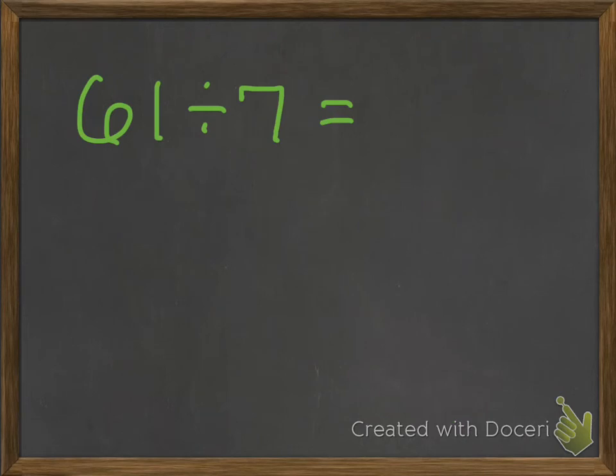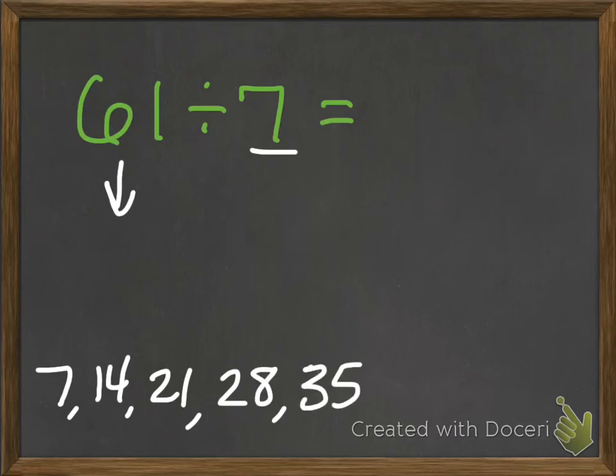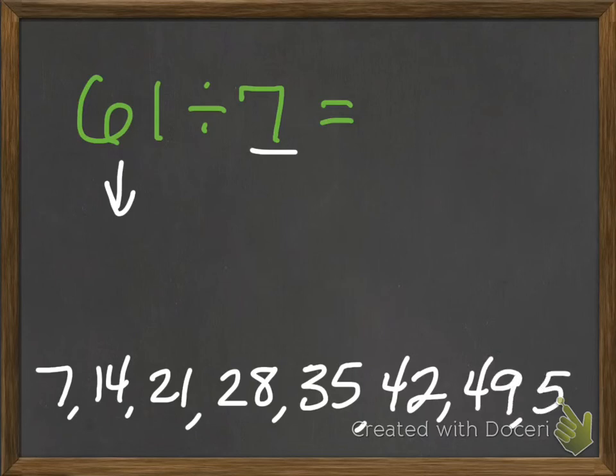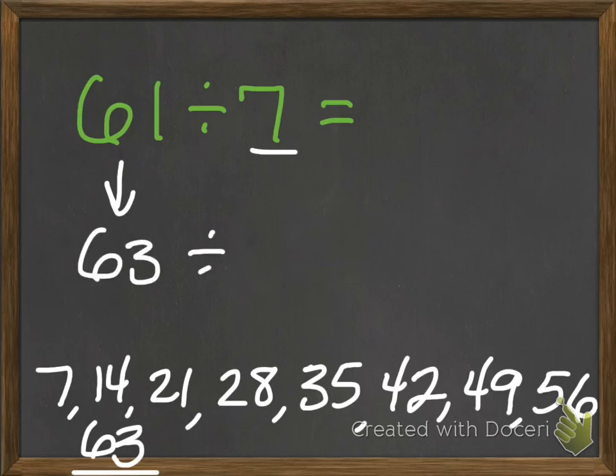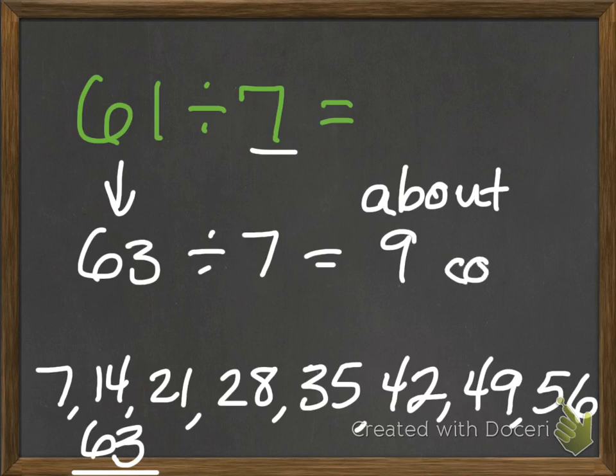Okay, so I wrote the equation 61 divided by 7, and I need to change 61 to a compatible number or round it, and I'm going to think about the multiples of 7 while I do that. So I've got 7, 14, 21, 28, 35, 42, 49, 54, 56. Now I got lost. Oh, 63. Aha, there we go. 63. 9 times 7 is 63. So I'm going to change that to 63 divided by 7, and that equals 9. So about 9 coats per person would be my answer.